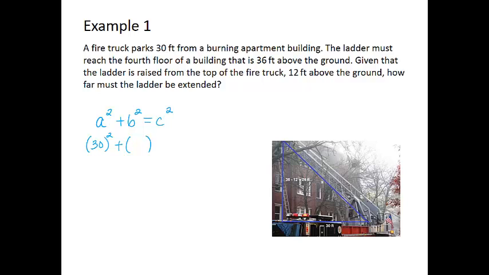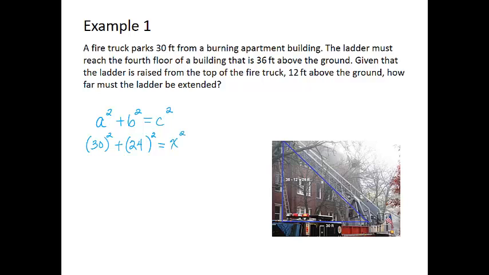Then the distance from the fire truck to the top of the ladder is what the other leg needs to represent. Since 12 feet above the ground is where the ladder actually starts coming up, and we need to go 36 feet up, we really only need to go up 36 minus 12, or 24 feet. And then how far must the ladder be extended? That we don't know, so that is our unknown, or x.